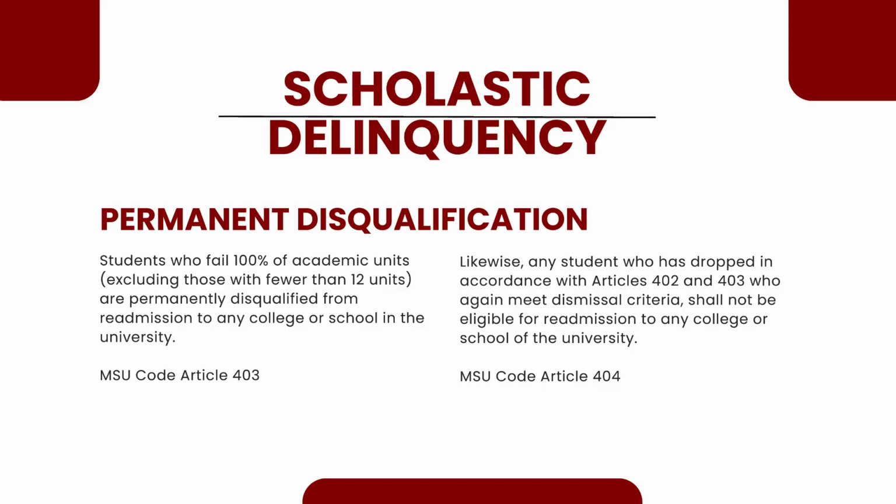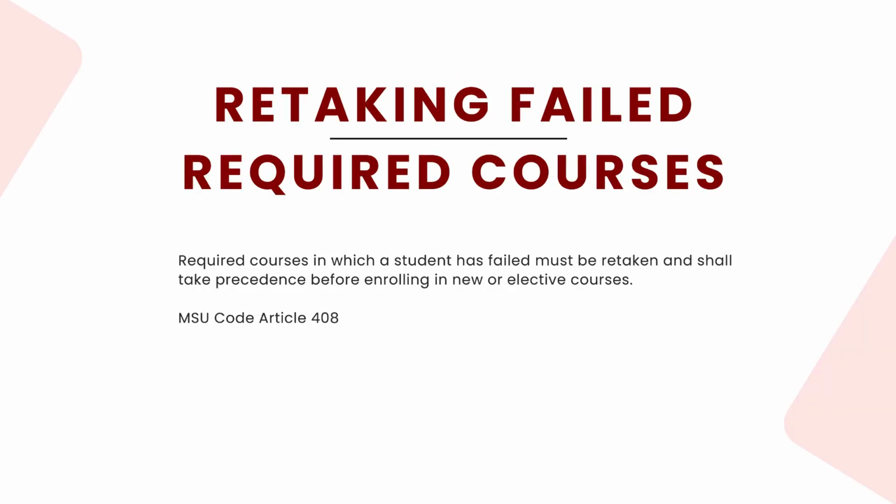If a student fails 100% of their academic units in a semester, meaning taking 12 units or more, they are permanently disqualified from readmission to any college or school within the university. Similarly, if a student who was previously reassigned under Article 402 meets dismissal criteria again, they lose eligibility for future readmission. If you fail a required course, Article 408 dictates that you must retake that course immediately. Retaking failed required subjects takes top priority during enrollment before you are permitted to add new major subjects or electives.